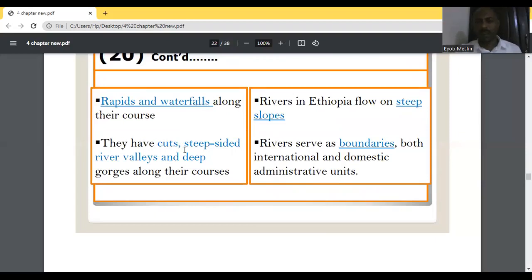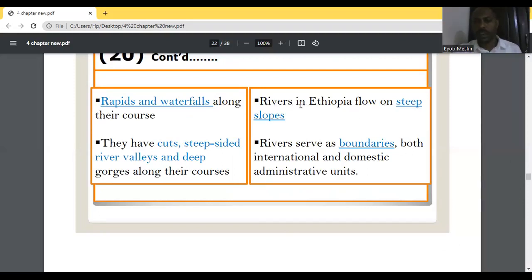They also have cuts, steep-sided river valleys and deep gorges along their courses. There are different steep-sided river valleys and deep gorges.